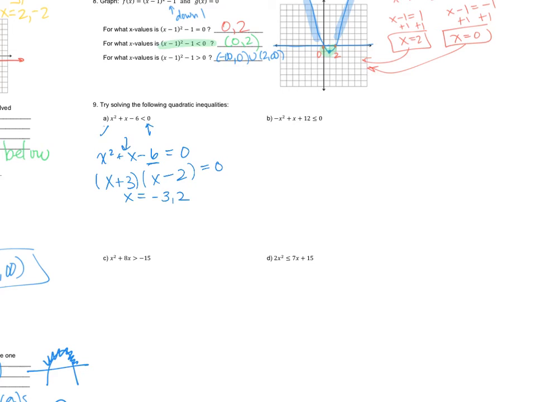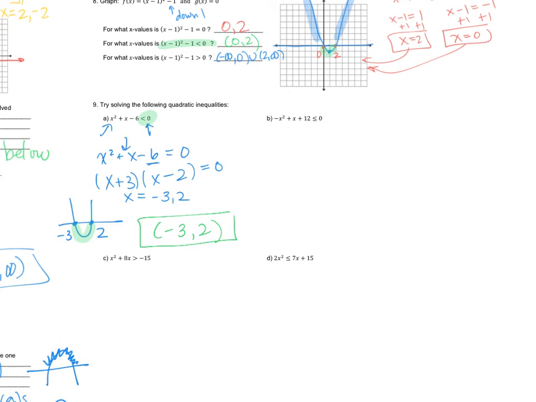So graphically, because I have a parabola pointed upward, I know I touch the x-axis at negative 3 and 2. So to answer the inequality, it wants me to know, well, where am I less than 0? It's going to be everything in there. So between negative 3 and 2, I am going to be less than 0.